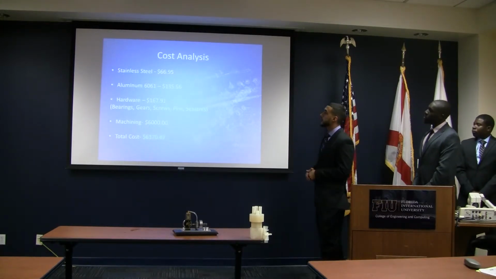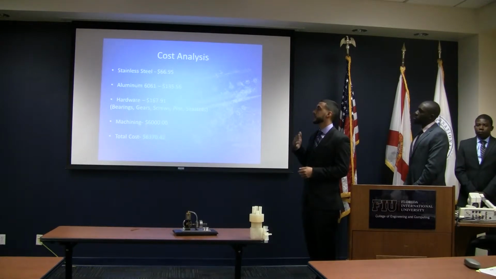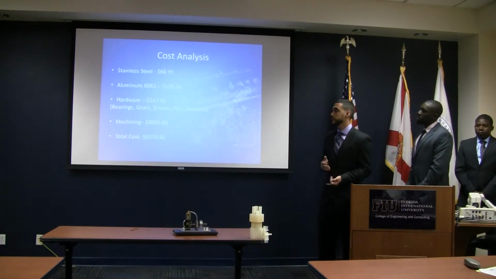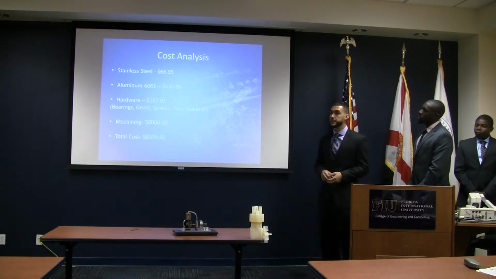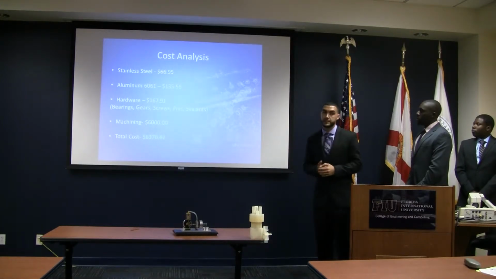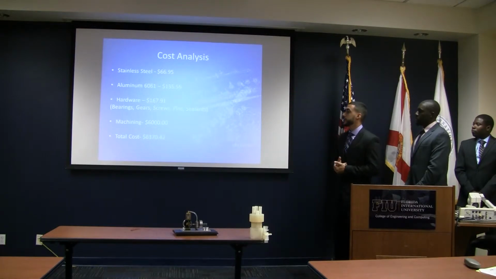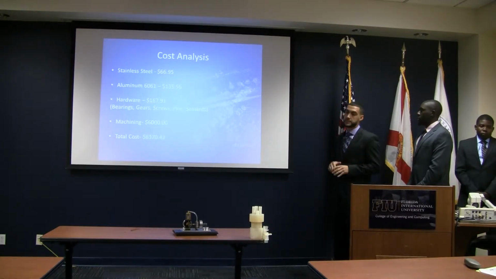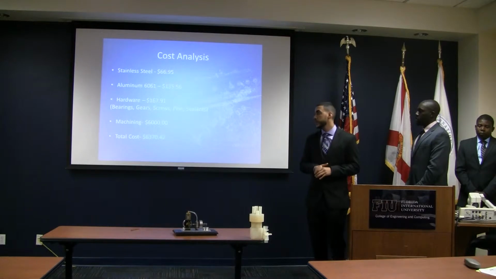This is a breakdown of the cost analysis. So you have your material, your stainless steel, aluminum, the hardware, which includes bearings, gears, screws, pins, sealants, everything you need for the assembly, and the machining price of $6,000. This machining price was given to us by Professor Ziccarelli, who was the instructor in the machine shop.